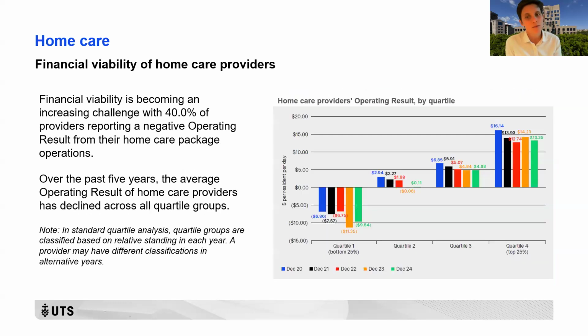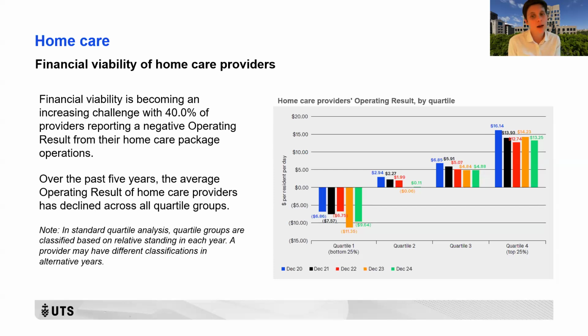The second issue relating to home care that we raise in the report concerns the viability of providers, and in particular, understanding the dispersion of results that Yolanda mentioned before. We note in our analysis that the financial viability is becoming an increasing challenge within home care providers, with 40% of providers reporting a negative operating result from their home care package operations in the most recent period.